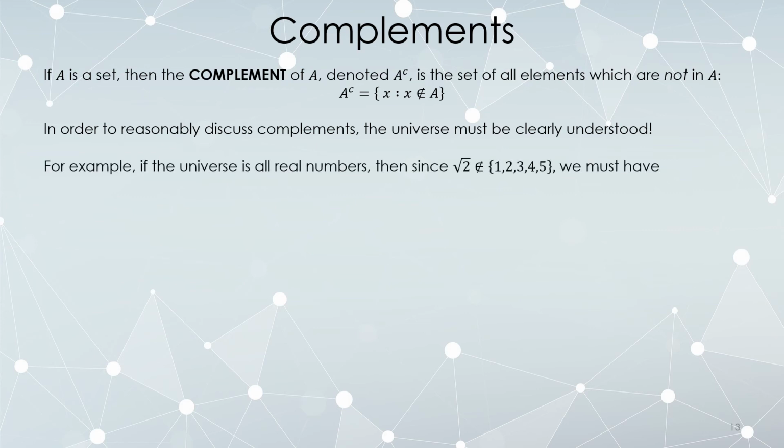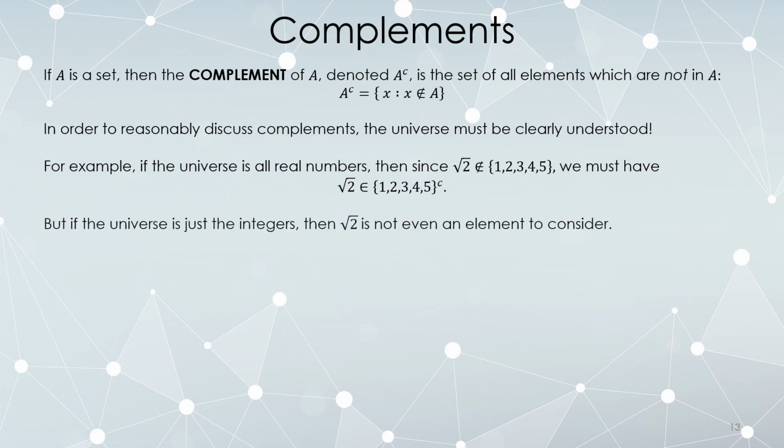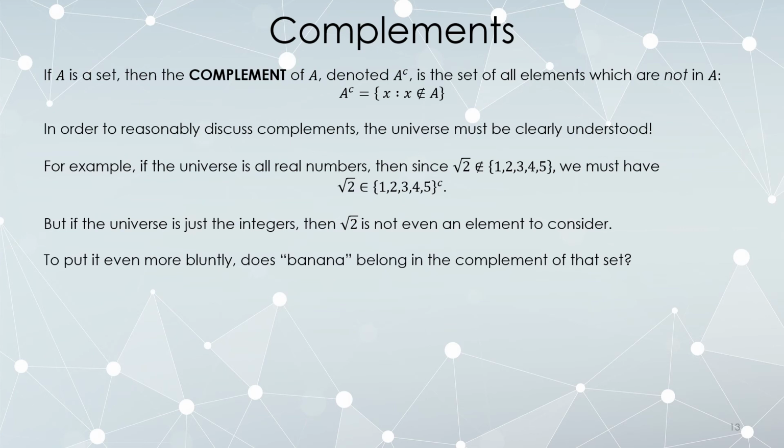So for example, if the universe is all real numbers, then the square root of 2 is not in the set 1, 2, 3, 4, 5. Therefore, it is in the complement. Okay, because it is a number, something in the universe, that is not in that set, then it does go into the complement. But if the universe was only integers, then root 2 is not even in the universe. Okay, even more to the point, bananas don't belong in the complement of this set because I didn't even really want to consider that as an element to put into a possibility. I mean, if you did, that's fine, but that's why the universe needs to be clearly understood.